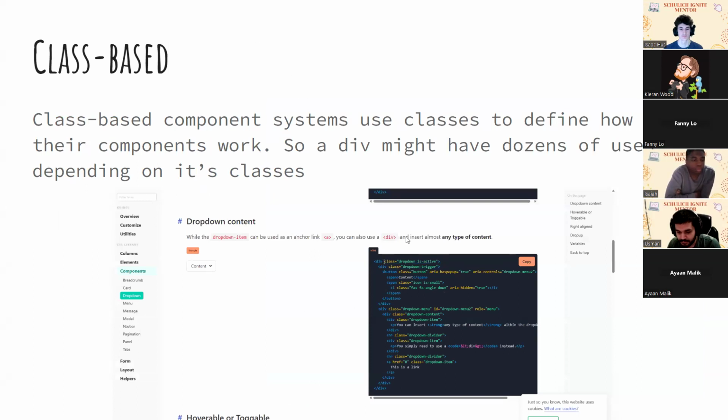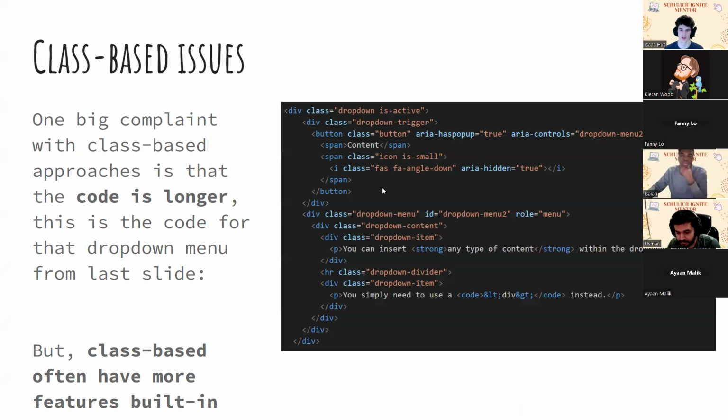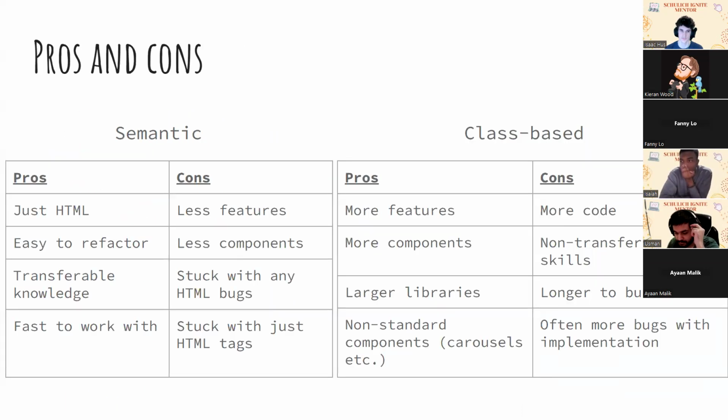Another way is class-based. You'll see this more often. This is just where you'll put a bunch of classes, and those classes will have a CSS file, and then a bunch of elements have the exact same class, and that's how we make these repeatable elements. So yeah, one issue with this is the code is longer. Sometimes you'll see a div and then class, and it'll have like 10 different classes, and it's harder to read. But it can have more features built in, and it's easier to put two classes together and get the best of both worlds using this system.